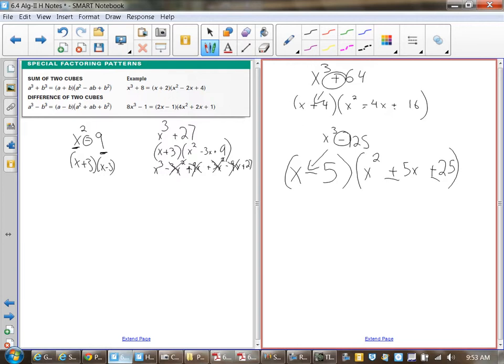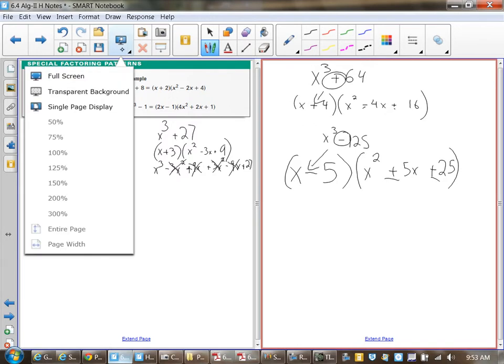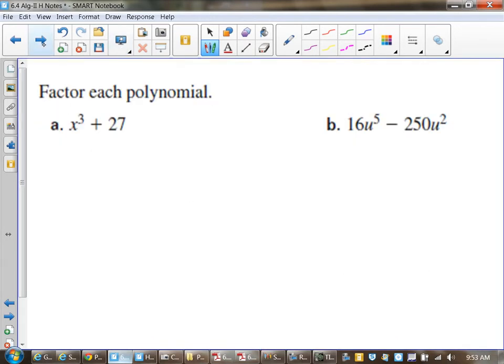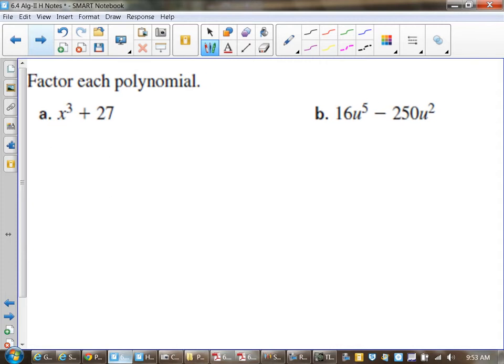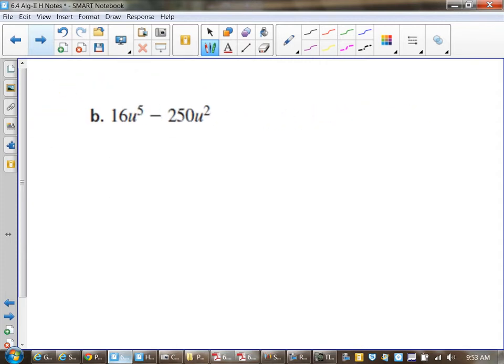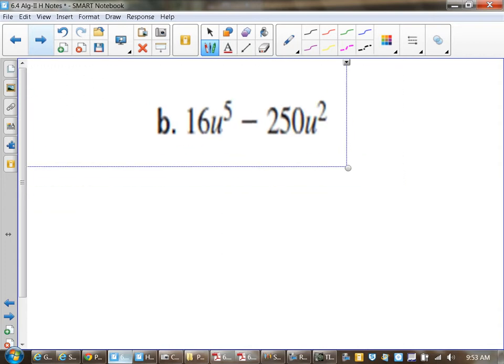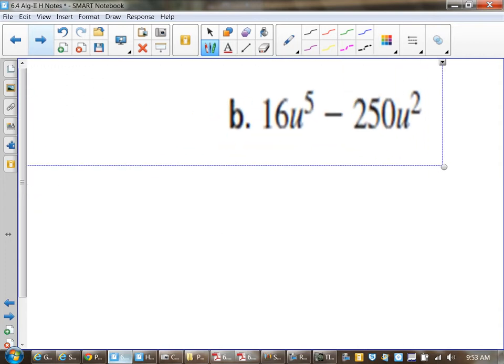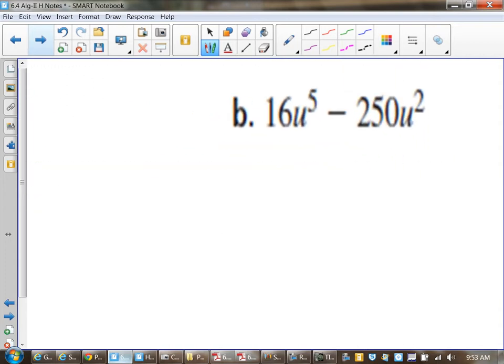Okay. Let's look at some. What's that? It's pretty scary? Yeah, well, we'll be okay. We'll get through this. We just did that one. Take a look at this: 16x to the 5th minus 250x squared. That's pretty ugly.